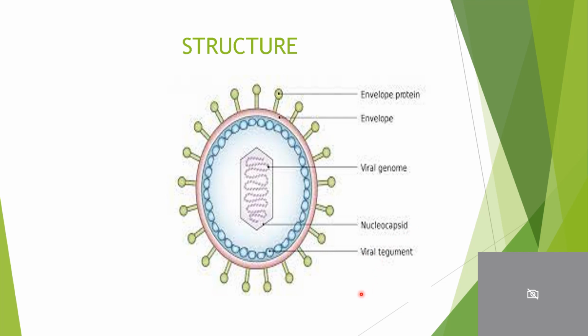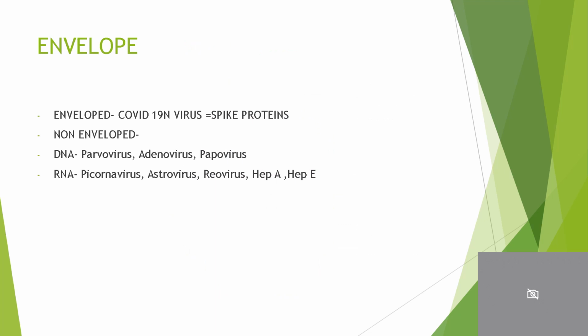Now let's see some examples of the enveloped and non-enveloped viruses. One of the major examples, as I already told you, is the COVID-19 virus, which has spike proteins on its surface. And then we have the non-enveloped ones. In the DNA viruses, we have parvovirus, adenovirus, papovavirus. And in RNA viruses, we have picornavirus, astrovirus, reovirus, hep A and hep E.